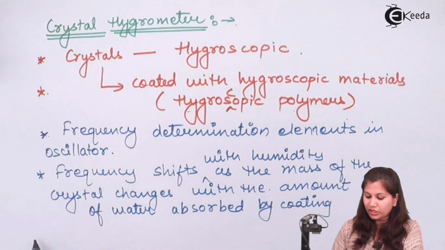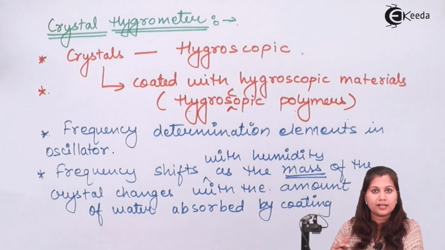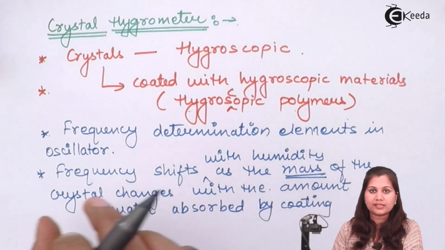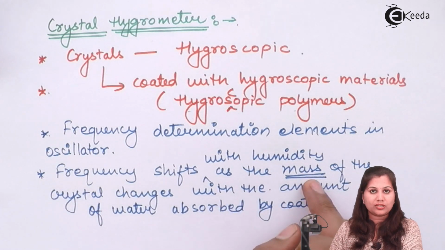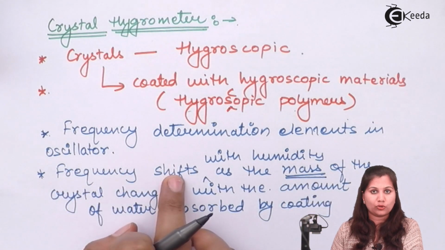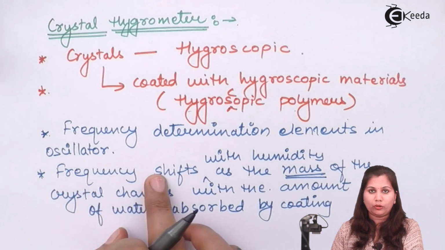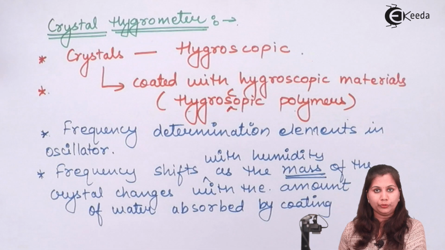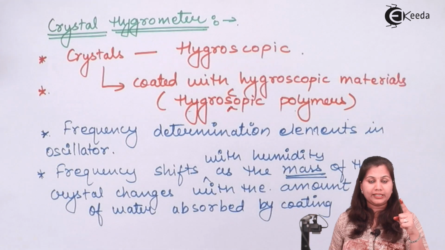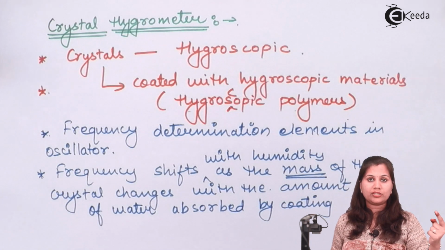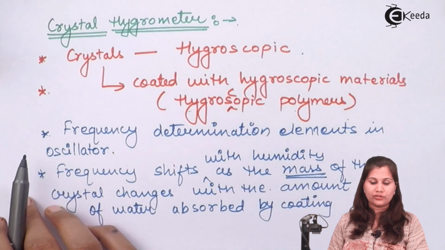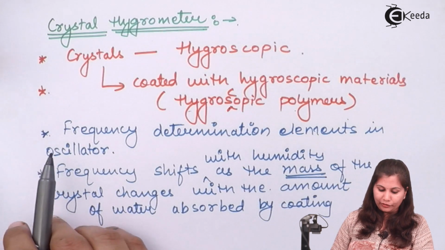Due to the absorption of the water vapor, there will be a change in the mass of these crystals, and this change in mass is going to give us a measure. Because there is a change in the mass, the frequency is also going to change, and this change in frequency is going to give us an indication of the change in the humidity. Humidity is changing, so mass is changing, and so the frequency given by these crystals is also changing. Let's see the diagram for it.